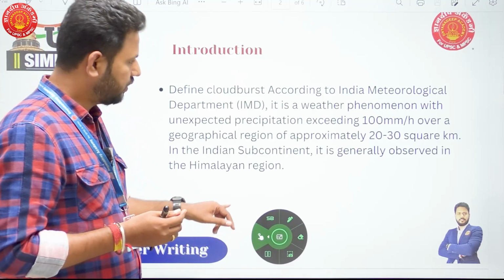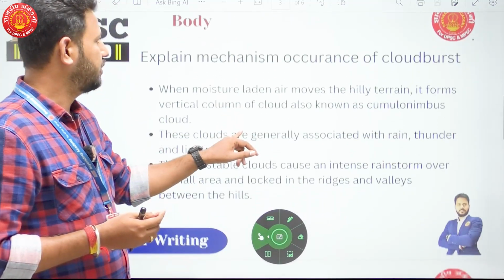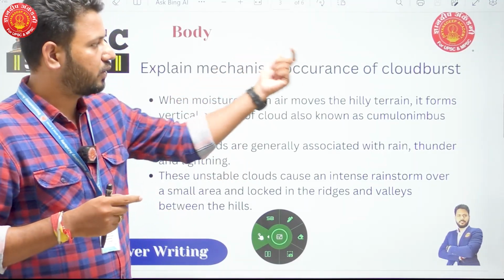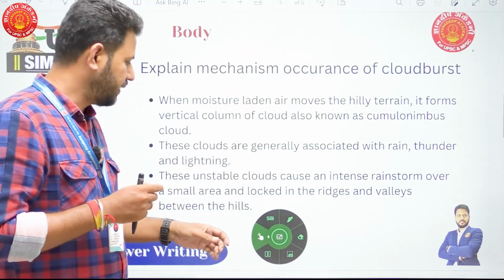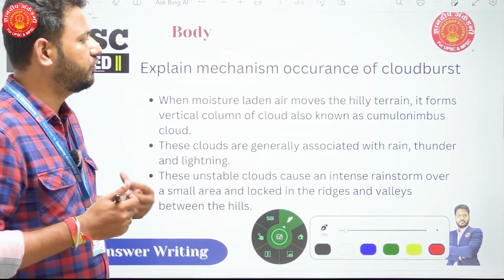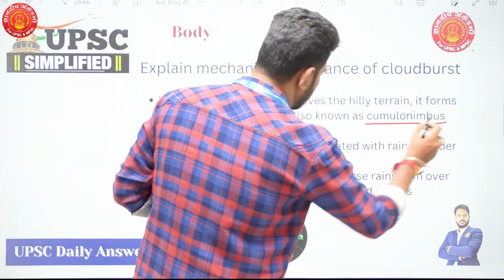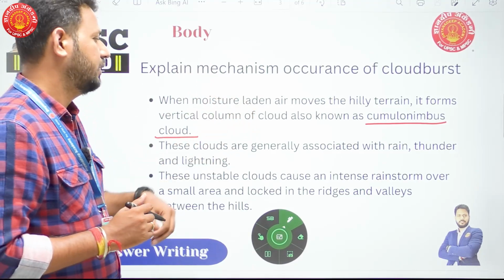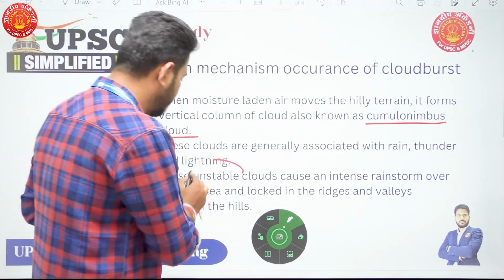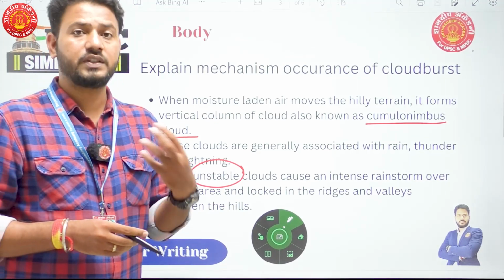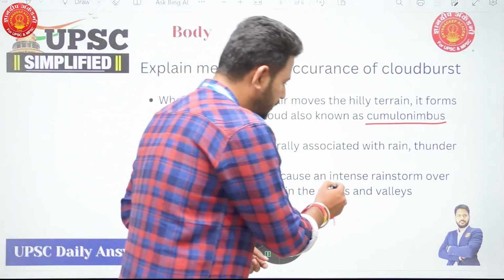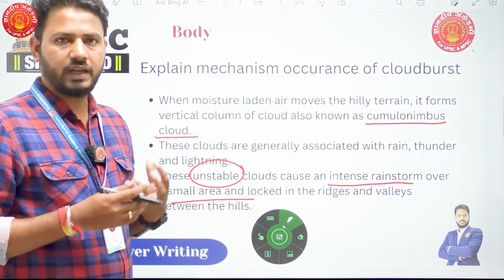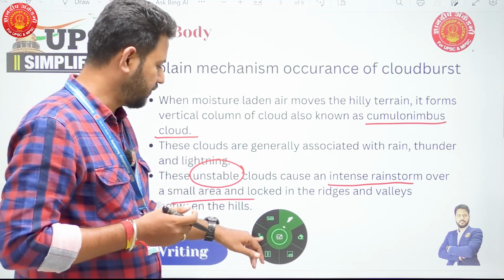Now, going towards the body of the question, here we have two focuses. The first is the mechanism and occurrences of cloudburst. Now, while explaining this, you'll have to explain how the formation of cumulonimbus clouds is one of the main reasons for cloudburst. So, how they are formed, then how these clouds are unstable. Okay, and because of this instability, they cause intense rainfall over a very small area which is locked in the ridges and valleys or hills. Okay, so this process you'll have to explain.